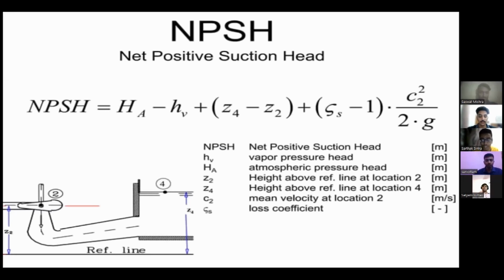plus Z4 minus Z2 plus Cs minus 1 into C2 square by 2g, where HA is the atmospheric pressure head minus small hv, that is the vapor pressure head, plus Z4 minus Z2, that is the height above the reference line at locations 4 and 2, plus Cs, that is the loss coefficient, minus 1 into C2, that is the velocity at location 2.